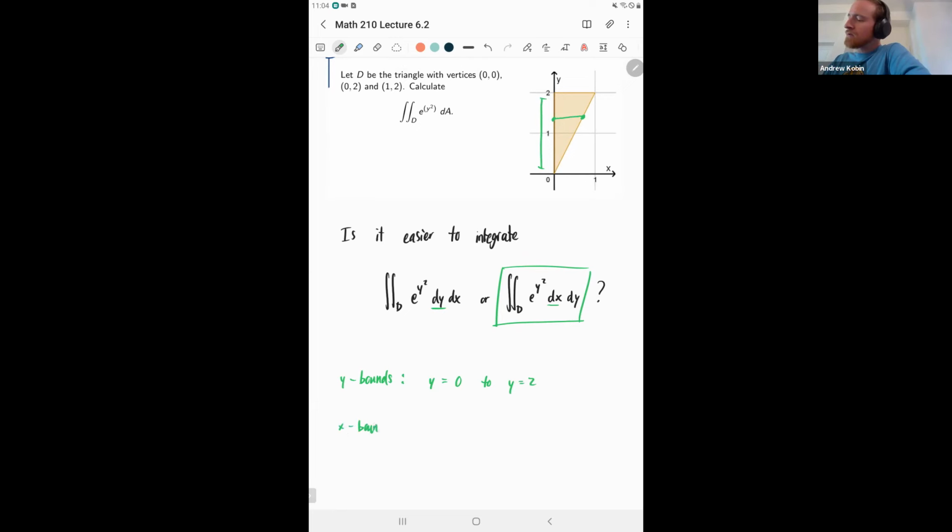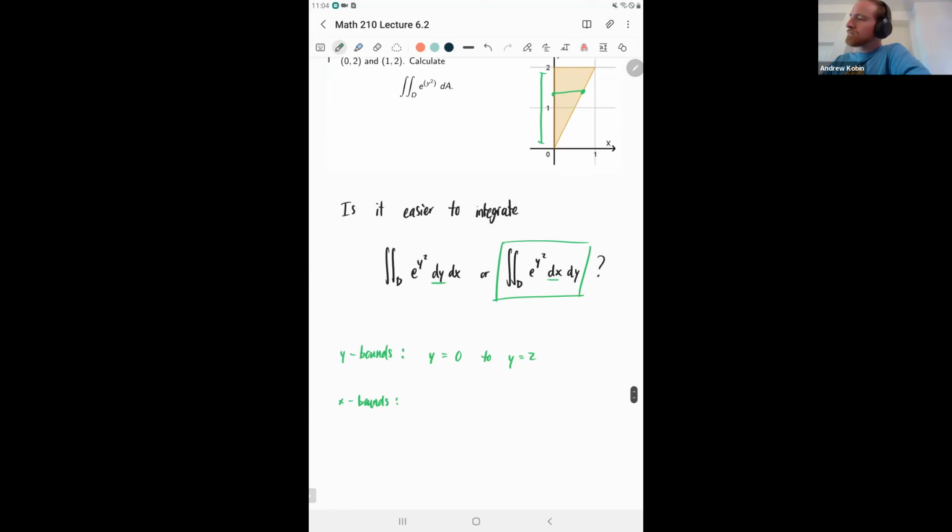The x bounds for this triangle range from x equals 0, that's the y-axis on the left, up to x equals some function of y. This is a line, and probably your brain works like mine, where we think of this as y equals some function of x. It looks like it's a slope 2 line, so that's going to be y equals 2x running through the origin. Then I can just solve for x and write this as y over 2. So x equals y over 2 describes the line, and this describes the x ranges once we've chosen a y value between 0 and 2.